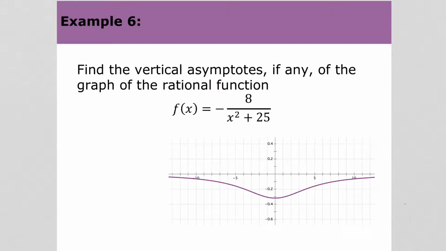Example 6 says find the vertical asymptotes here. If we set x squared plus 25, the bottom, equal to 0, this is the same case where we end up trying to take the square root of a negative number. So you can also see in the picture that there are no vertical asymptotes.